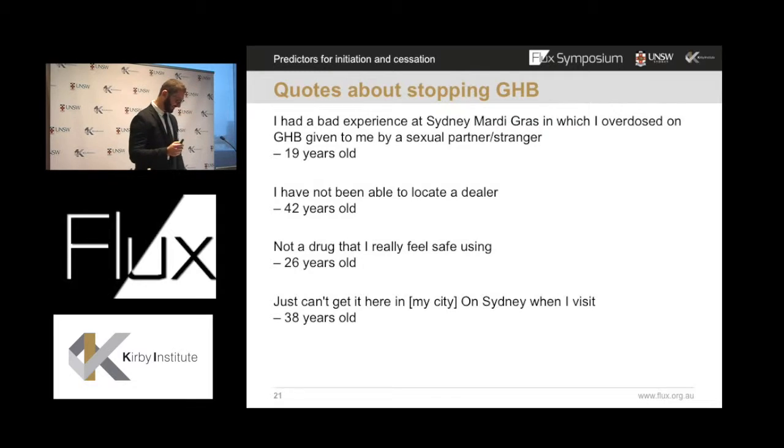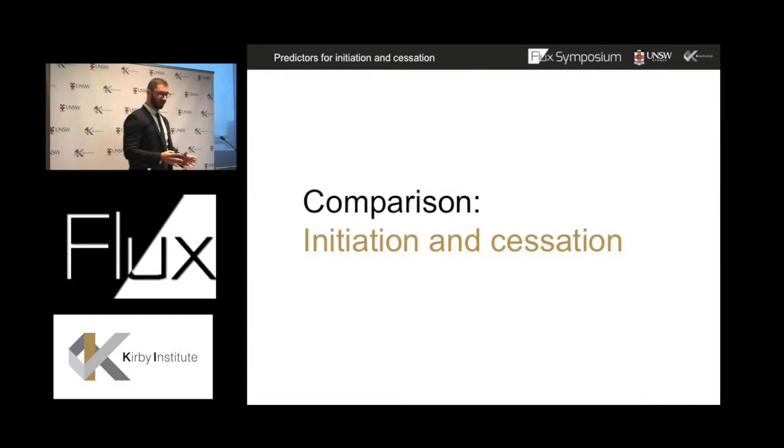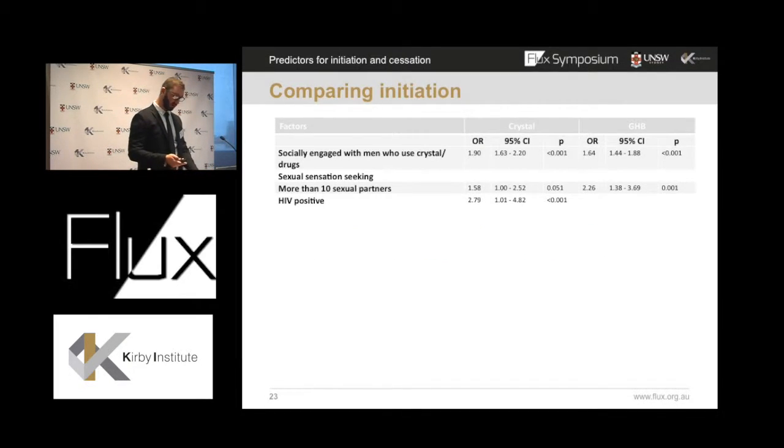Interestingly, there weren't many that cited withdrawals from social networks, but more to do with lack of access. So comparing the factors that are associated with the initiation of crystal and GHB and cessation of the two drugs, we see that those men who were more socially engaged with other gay men who used drugs and had more sexual partners are more likely to commence using GHB and crystal.